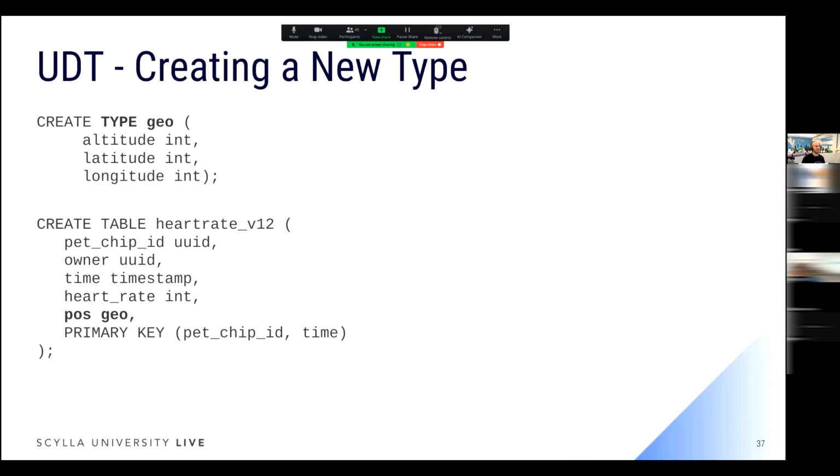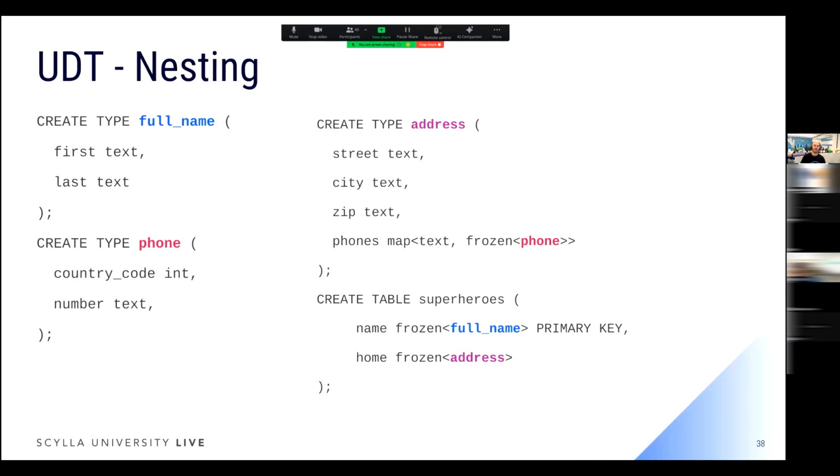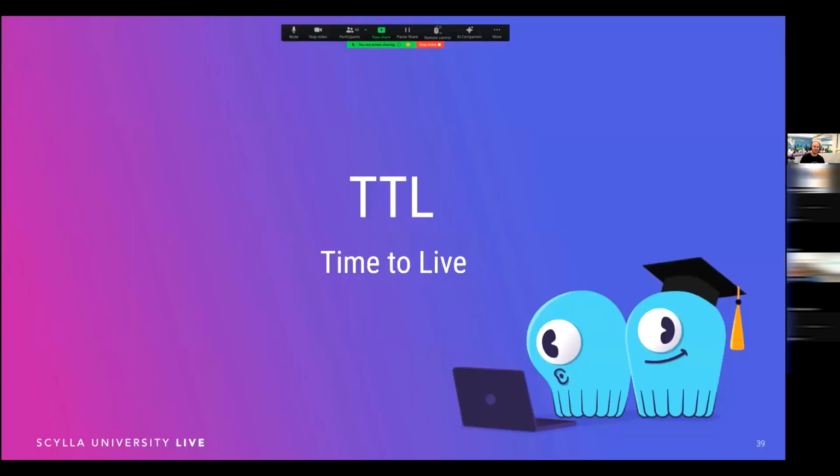When we define our table here, we would define a position of this type that we just defined called geo, and that would have those three attributes. And you can also do nesting within UDTs, and you can play around with it, but that's way more advanced. I'm running a bit fast because there are concepts that I want to cover.